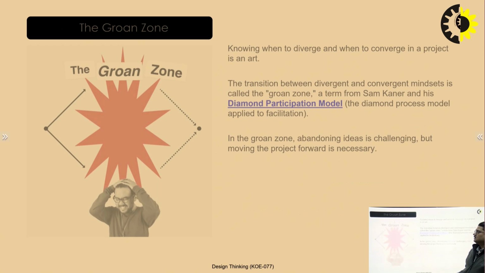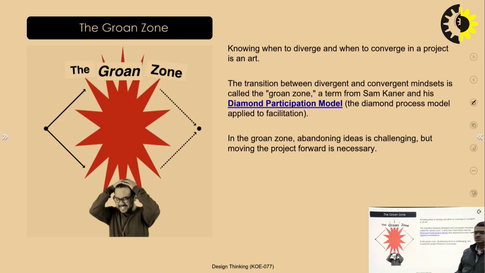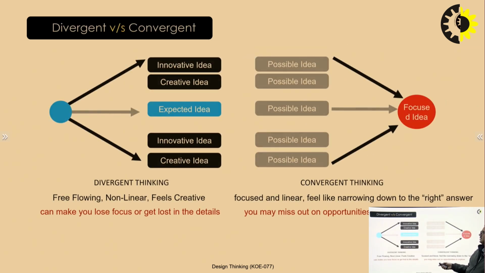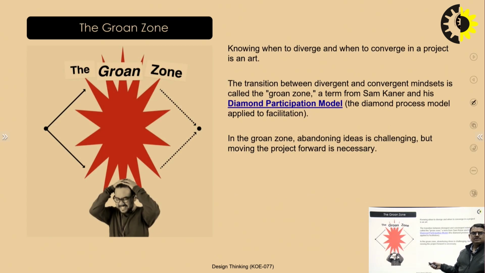So, the next thing is the groan zone, right. The groan zone is knowing when to diverge and when to converge in a project. Knowing when to diverge and when to converge in a project is an art, and the transition between the divergent and the convergent mindset is called the groan zone.